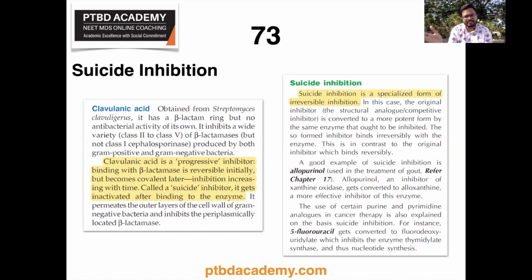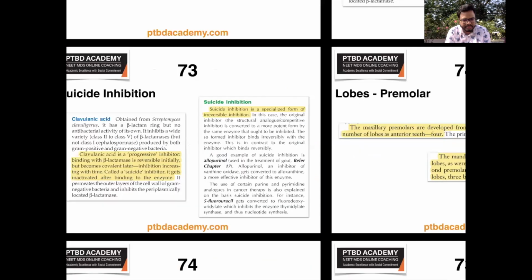Now, in another context, we also have suicide inhibition as given in the biochemistry text. Suicide inhibition is a specialized form of irreversible inhibition. So you have some examples: allopurinol. Allopurinol, an inhibitor of xanthine oxidase, gets converted to alloxanthine, a more effective inhibitor of this enzyme. If you remember, we discussed this in one of the study club discussions as well. And also we have a few more examples. Okay. Now, let's move on to the next topic.